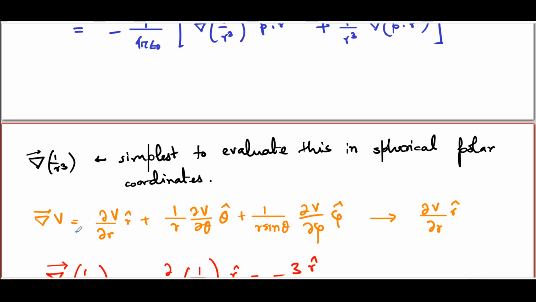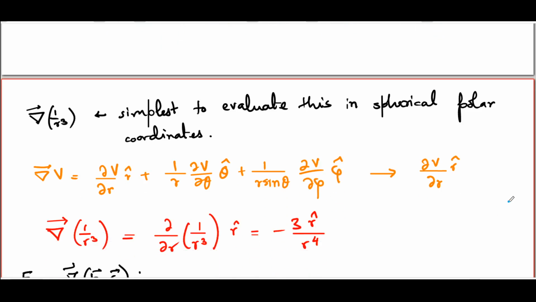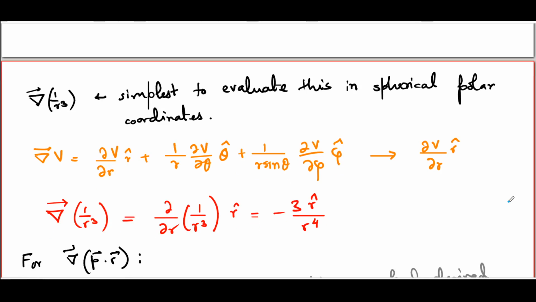Here I am using v for any scalar, not necessarily the potential. This would go over to del v del r r hat. So gradient of 1 by r cube is simply del r of 1 by r cube, r hat. Therefore, minus 3 r hat by r to the 4. Very straightforward. What about the other term, which involves the gradient of p dot r?